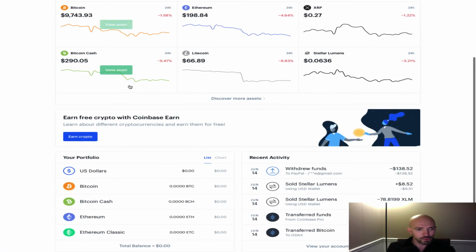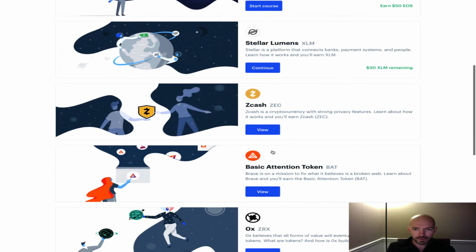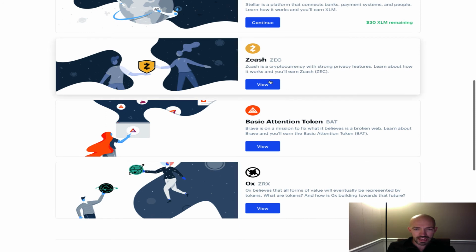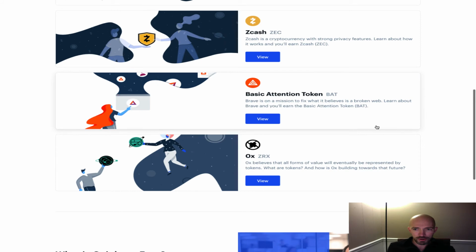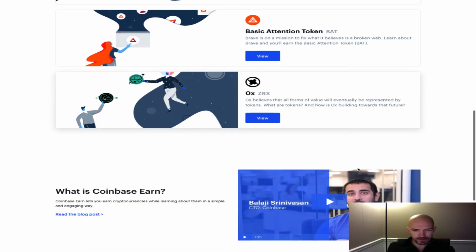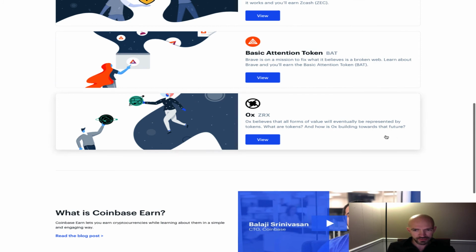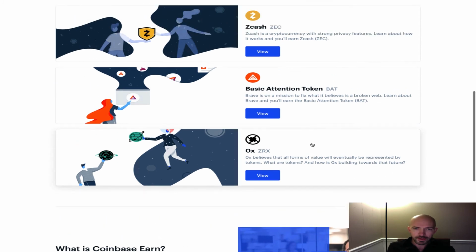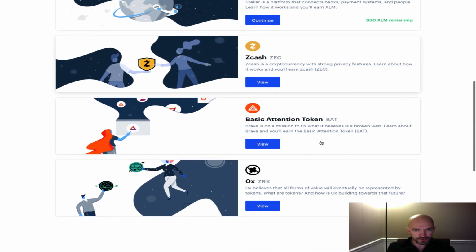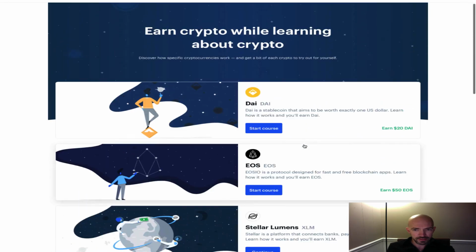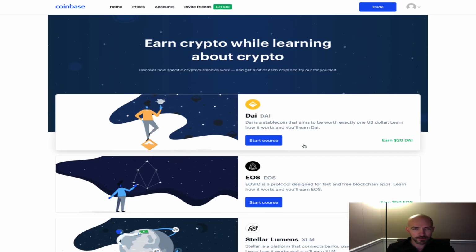You might even have more because they could open it up to Zcash might open up for quizzes. BAT might open up for quizzes, and I'm pretty sure ZRX had quizzes at one point too, because I think I earned about $50 from them as well. So there's going to be more quizzes on here that you can open up and you can buy and then exchange for Bitcoin. So there you have it.